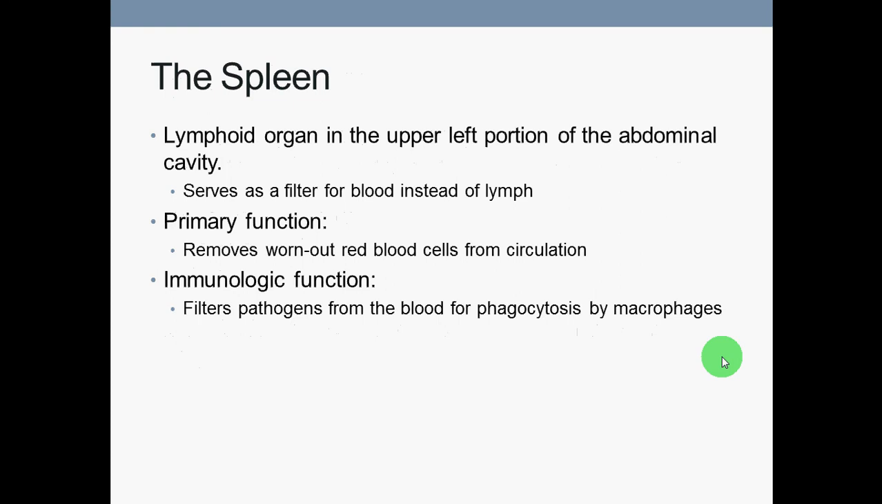The spleen is another lymph organ. Okay, this organ you'll find in the upper left portion of your abdominal cavity. So if you feel on your belly, it's in the upper left side of your gut. It serves as a filter for blood instead of lymph.